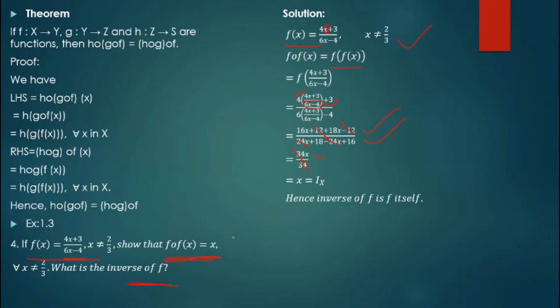Okay, so we got this. I've just written it for you to know. Till here it is enough actually. So we have proved f of x is equal to x. So this is proved. Hence inverse of f is f itself. We have got it.